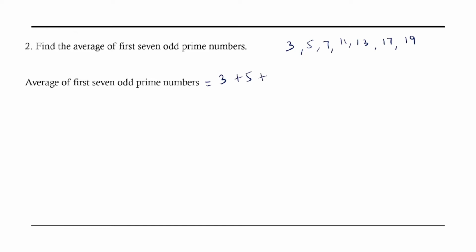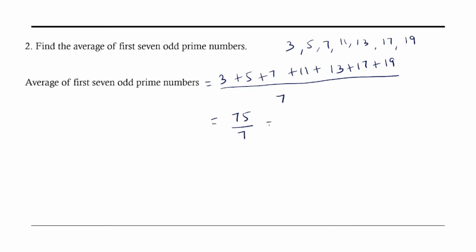7 odd prime numbers will be the sum of all these numbers upon 7. So it is 3 plus 5 plus 7 plus 11 plus 13 plus 17 plus 19 upon 7. Or this is equal to, when we add all these we get 75. So it is 75 upon 7, or we can write this as a mixed fraction as 10 5 by 7.